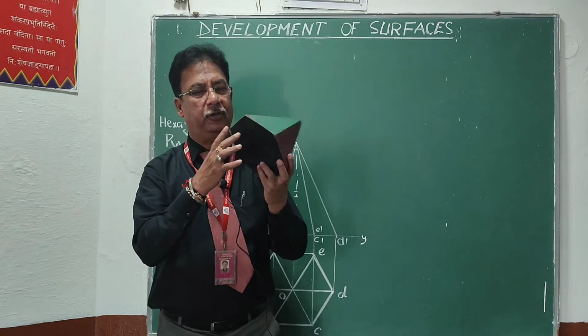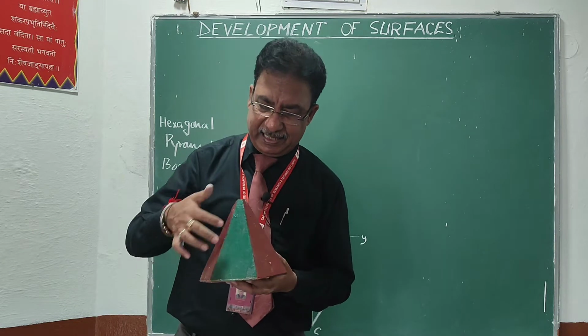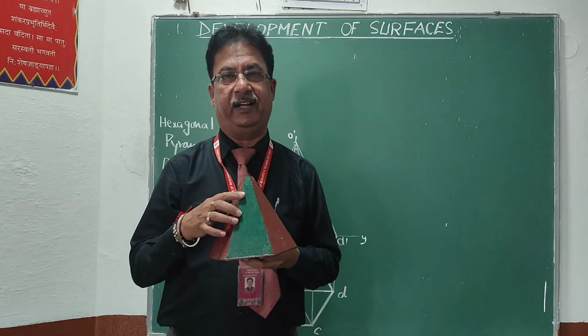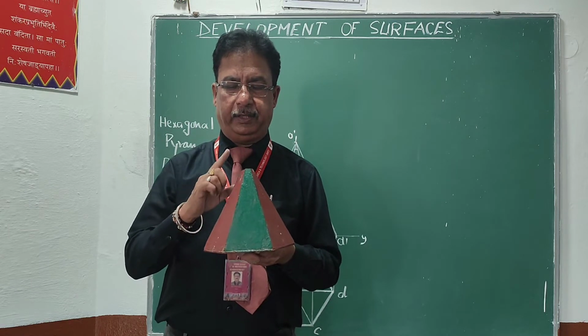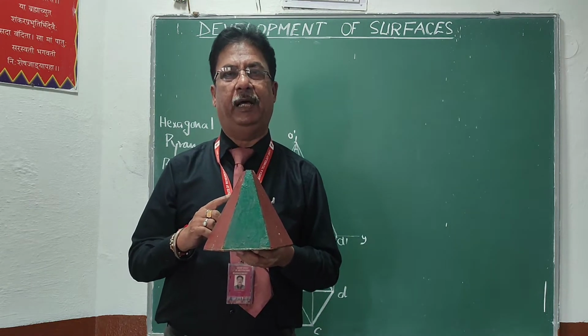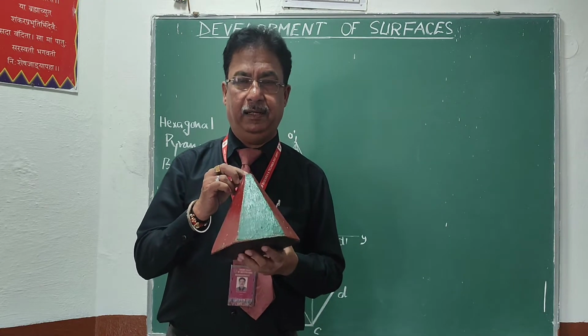As you already know, a hexagonal pyramid is a solid having a hexagonal base and 6 isosceles triangles. So I want to develop this solid. For development of a hexagonal pyramid, the method we use is known as the radial line method.